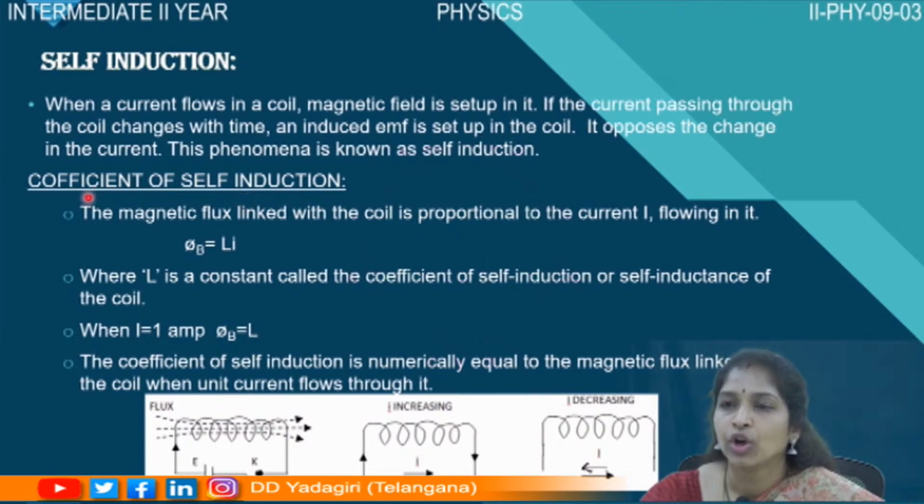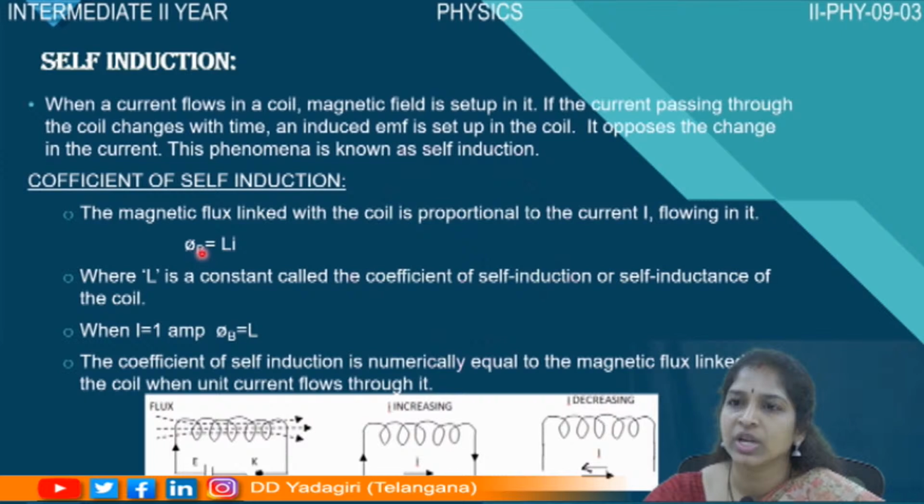Self-inductance or coefficient of self-induction. Actually, we have discussed that when current is passing through this coil, magnetic flux is developed. The developed magnetic flux depends on the current passing through this coil. So how is it depending? It is directly proportional. When there is an increase in the current, flux increases. When there is a decrease in the current, flux decreases. So I can say flux is directly proportional to the current.